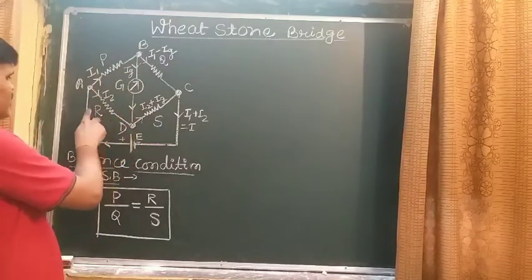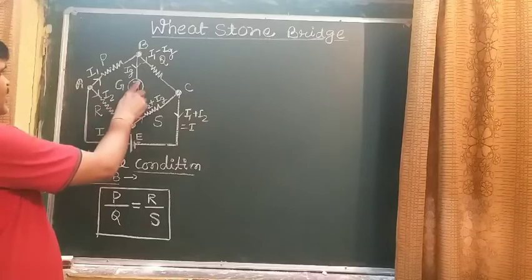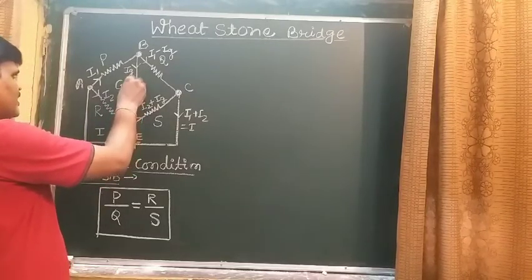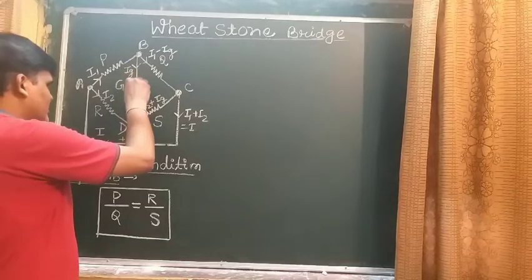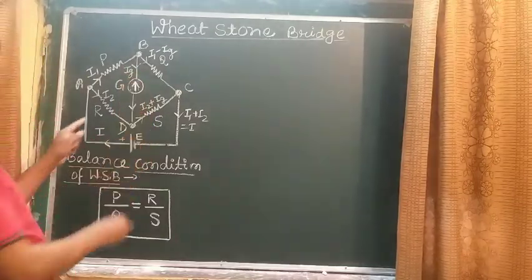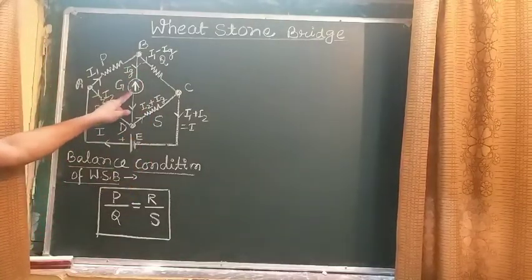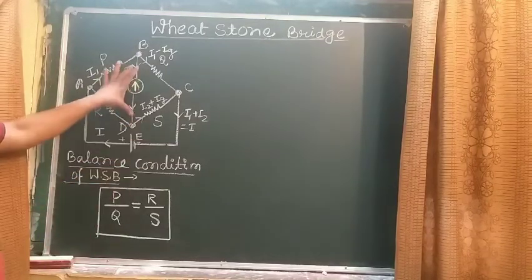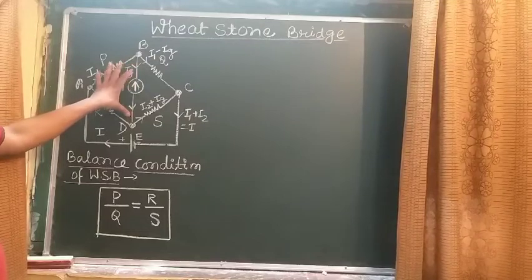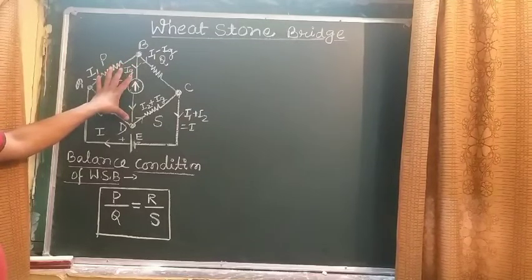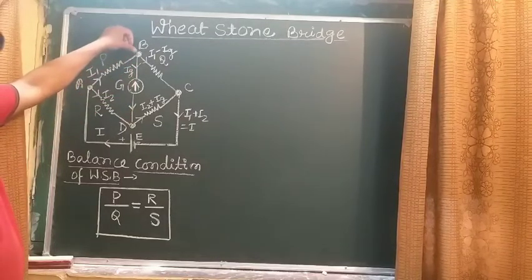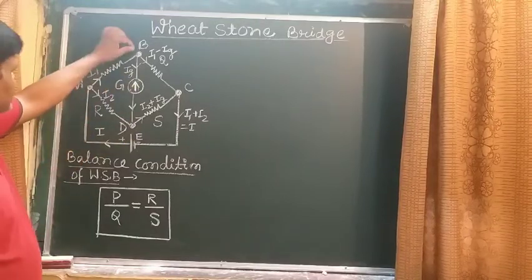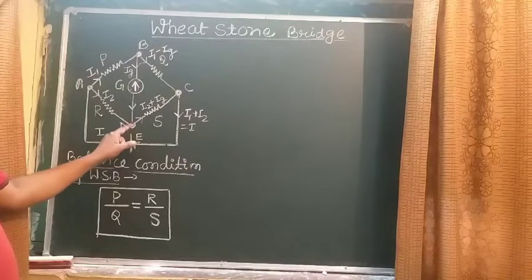Suppose the value of R is so adjusted that no current flows through the galvanometer and the galvanometer arrow stays straight. This shows there is no flow of current through the galvanometer, which means Ig is 0. If there is no current through the galvanometer, the potential difference between B and D is 0. It means the potential at point B and the potential at point D are the same.